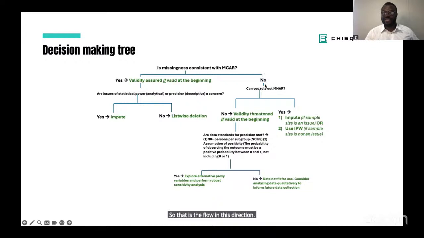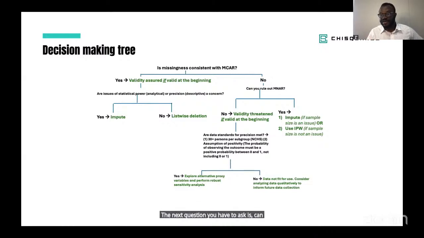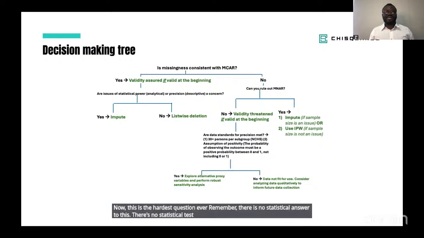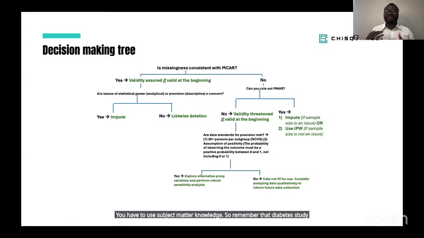The next flow is you find out that no, the missingness is not consistent with MCAR. The next question you have to ask is, can I rule out MNAR? Can I rule out that data are missing not at random? Now, this is the hardest question ever because remember, there is no statistical answer to this. There's no statistical test to demonstrate that it's MNAR or not MNAR. You have to use subject matter knowledge. So remember that diabetes study?